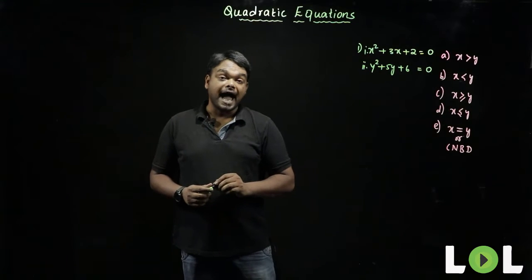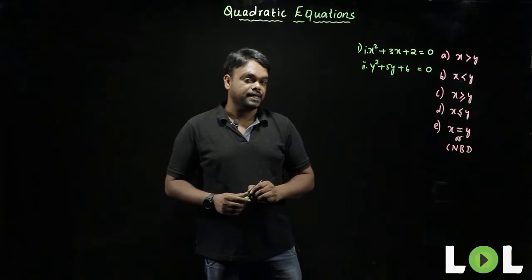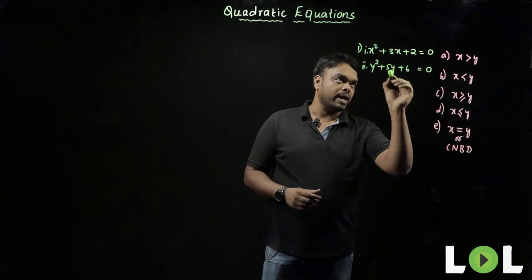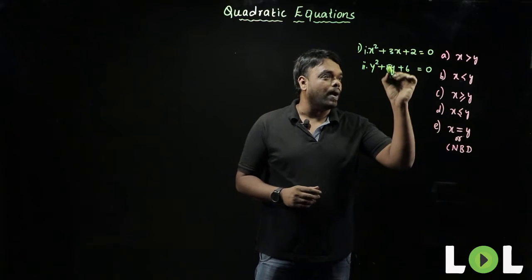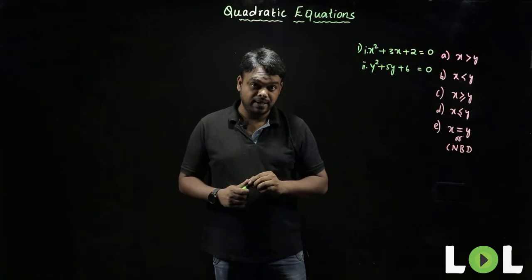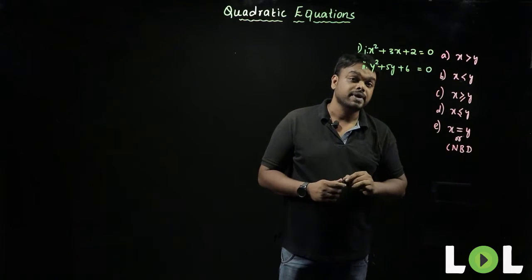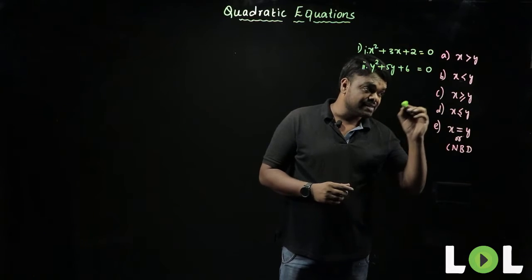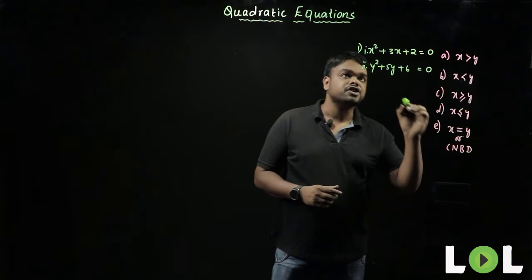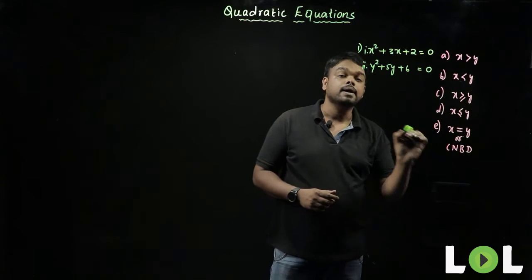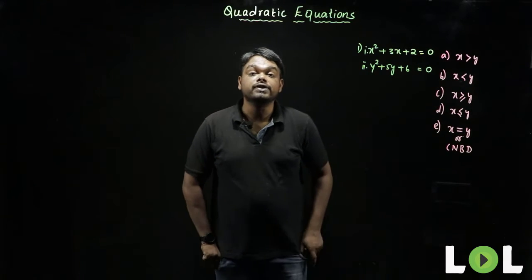Now we shall see actual questions in quadratic equations. Well, our first question is something like this. See, there are two equations. One is in terms of x and the other one is in terms of y. Solving these two quadratic equations, we have to tell whether x is greater than y, x is less than y, x is greater than or equal to y, x is less than or equal to y, and the last option, either x equal to y or the relationship between x and y cannot be determined. Right? So the options will be the same for all the questions. So let us go with the solutions.